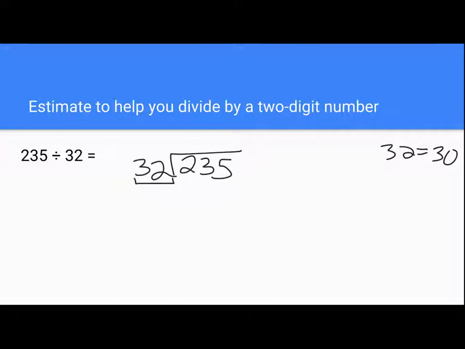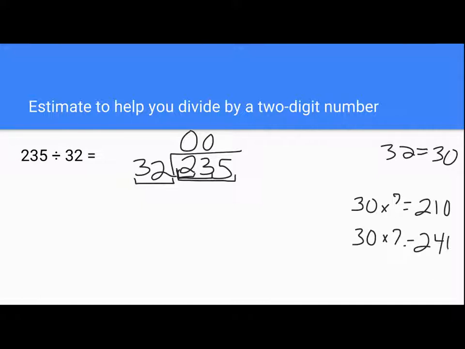So now I'm going to think, well, can 32 go into 2? No, so I have to put a 0 there. Can 32 go into 23? No, so I need to put a 0 there. So now I'm going to have to put 32 into 235. But I'm going to use multiples of 30 to help me figure out what I should guess with. So getting as close to 23 as I can, I know that 30 times 7 would be 210, and I know that 30 times 8 would be 240. Well, 240 is too big. So I'm going to try and go with 7.